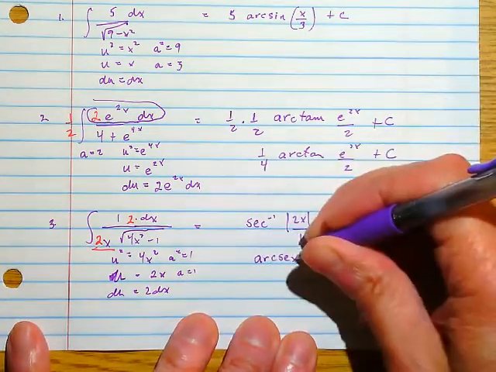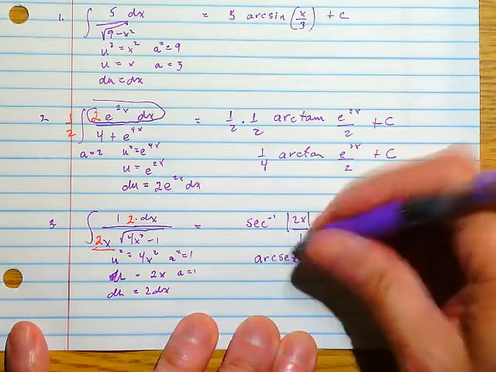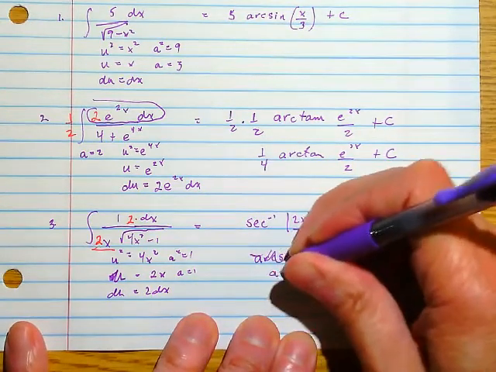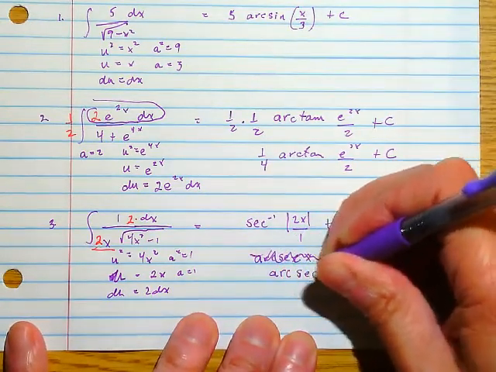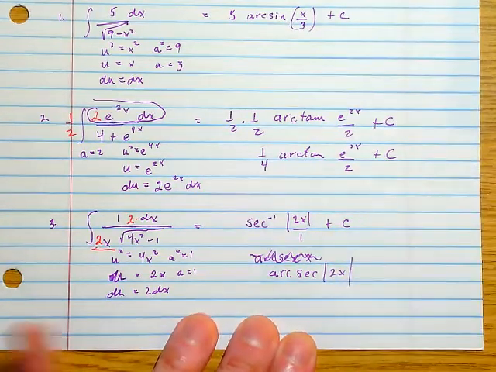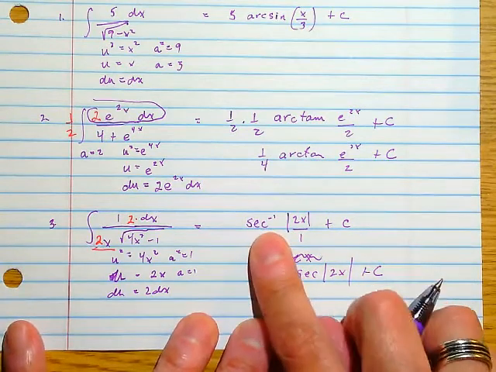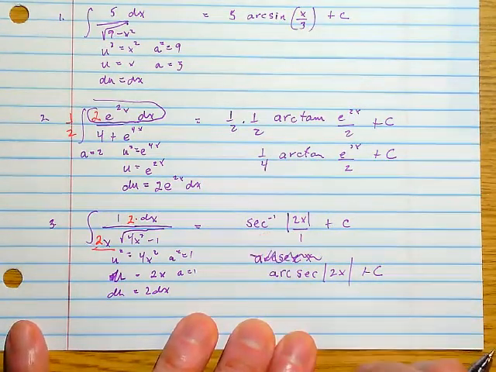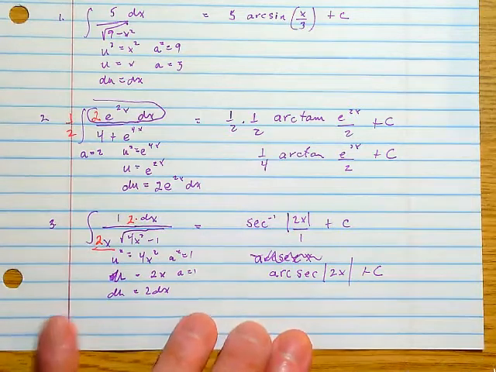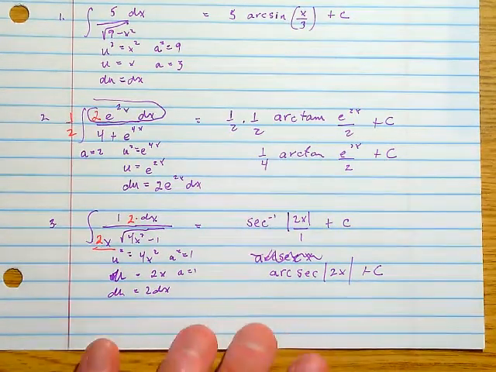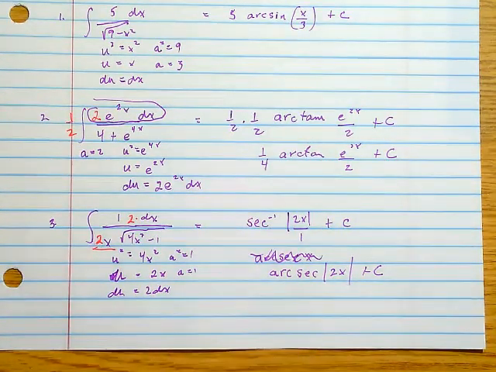secant x, secant absolute value, there we go, of 2x plus c, or inverse secant if you want. I like arcsecant better. Okay? I've got other examples in my notes, but I kind of want you to think about these and do these. I'll do one more because this is a good reminder that sometimes we have to split up the terms. So these can be challenging problems.